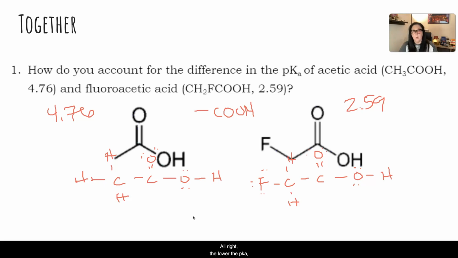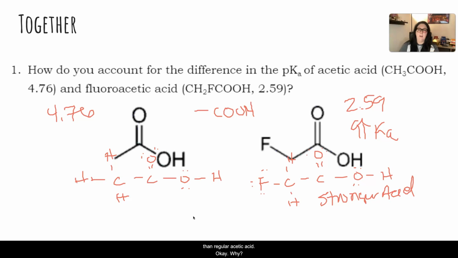All right, the lower the pKa, the higher the Ka. So the one on the right has a higher Ka value. The higher the Ka value, the stronger your acid. Talk yourself through it. Lower the pKa, the higher the Ka. The higher the Ka, the higher or the stronger the acid. So that means that the fluoroacetic acid is stronger than regular acetic acid.